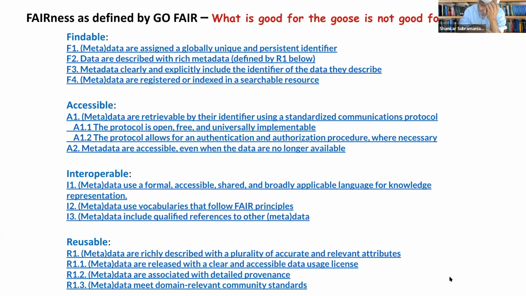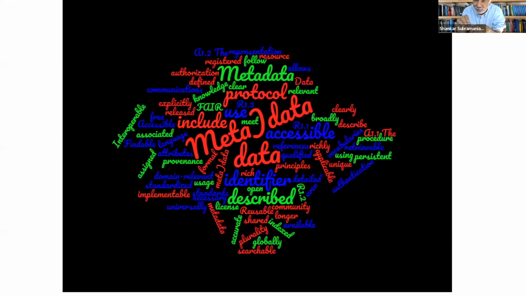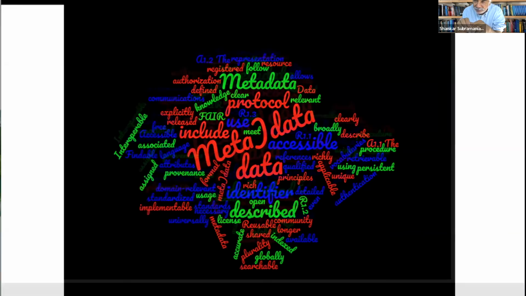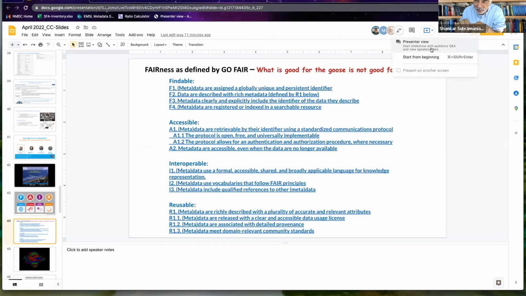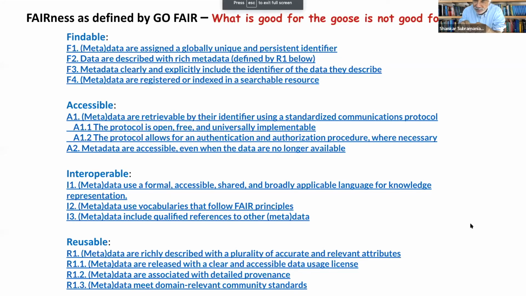I went to the GO FAIR site, which says that fairness is defined by GO FAIR with these criteria. Please go back one. I thought I had a slide which had highlighted the colors, but maybe it didn't come through. Okay.